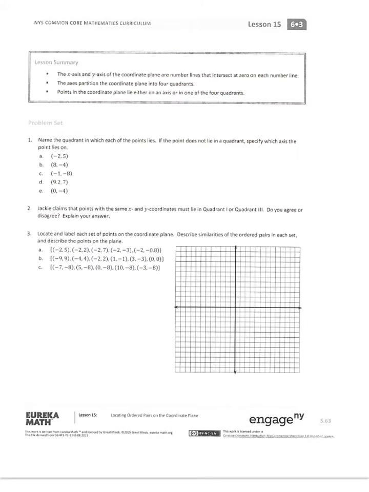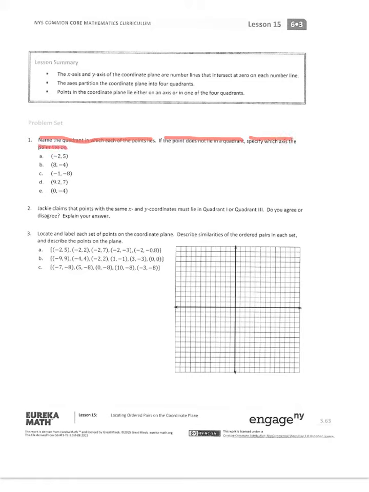Now, if you don't finish this, this will be your homework. Number 1, name the quadrant in which each of the points lies. If the point does not lie in a quadrant, specify which axis the point lies on.